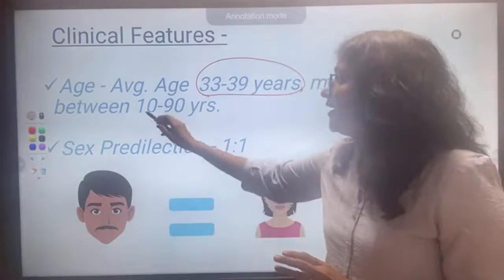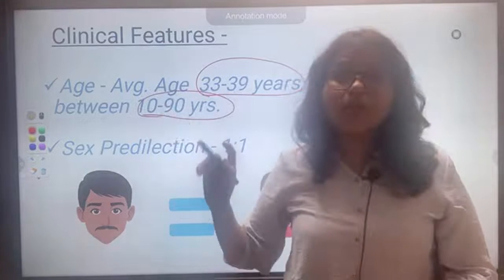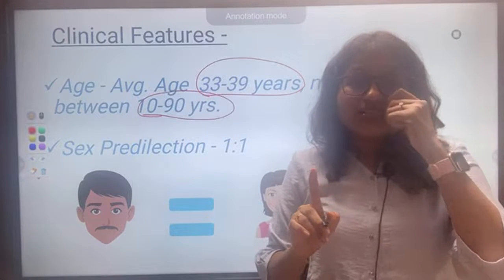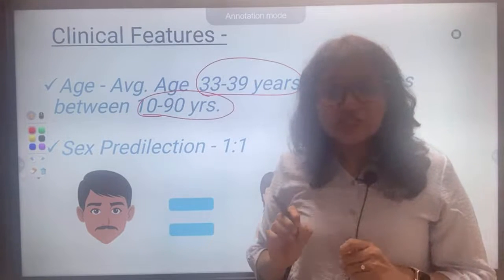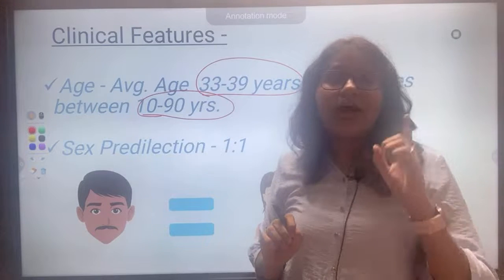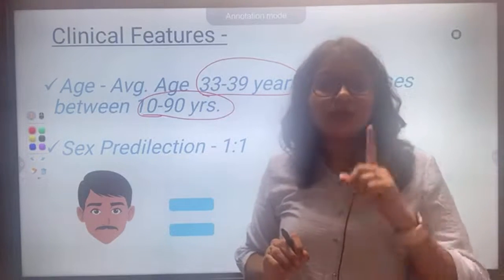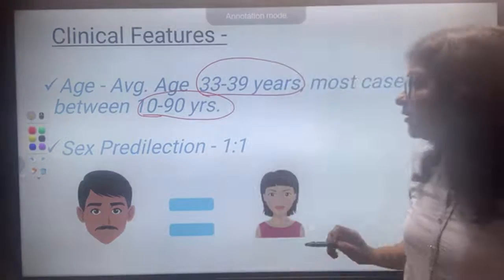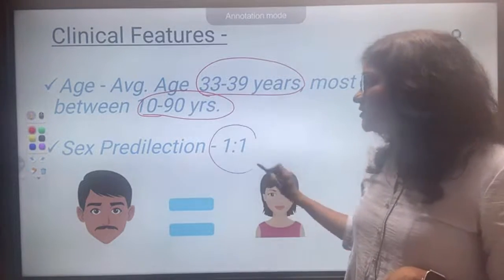Okay, so 10 to 90 years is the range. You have to write this in your answer. Okay, so 10 to 90 years is the age, correct, but the average age is 30 to 39 years. Number 1. Okay. Number 2, how is the sex predilection?